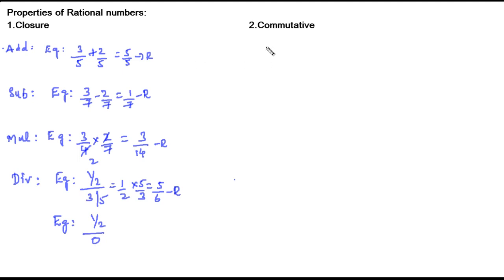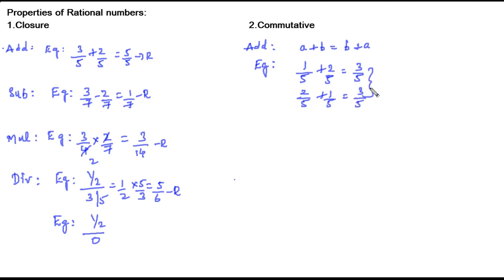Let's look into commutative property. First one is with respect to addition. Commutative property of addition is represented as, if a plus b is equals to b plus a, then we can say that commutative property is satisfied. Let's understand this by considering one example. 1 by 5 plus 2 by 5, it will be equals to 3 by 5. Now let's change the order, that is 2 by 5 plus 1 by 5. The resulting number is also 3 by 5. As these two are equal, we can say that addition satisfies commutative property.